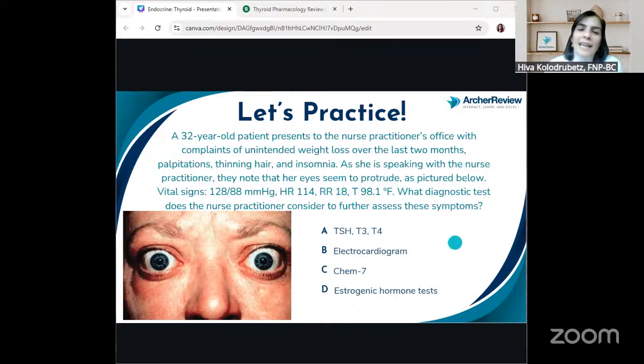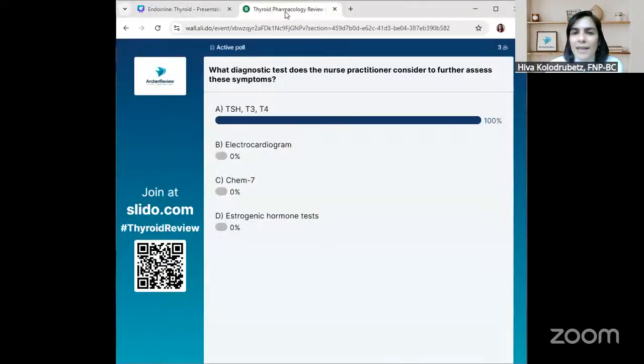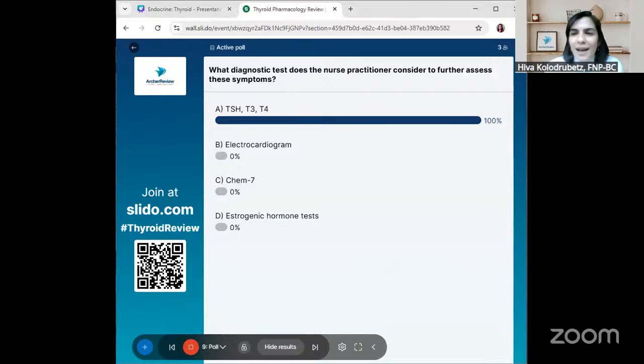Are you going to be getting a thyroid panel, an EKG, a chem panel, or are you going to be doing hormonal testing on our young 32-year-old? What do you guys think? Let's see what you said in the poll. All right, I see a couple people have already weighed in. What do you guys think?